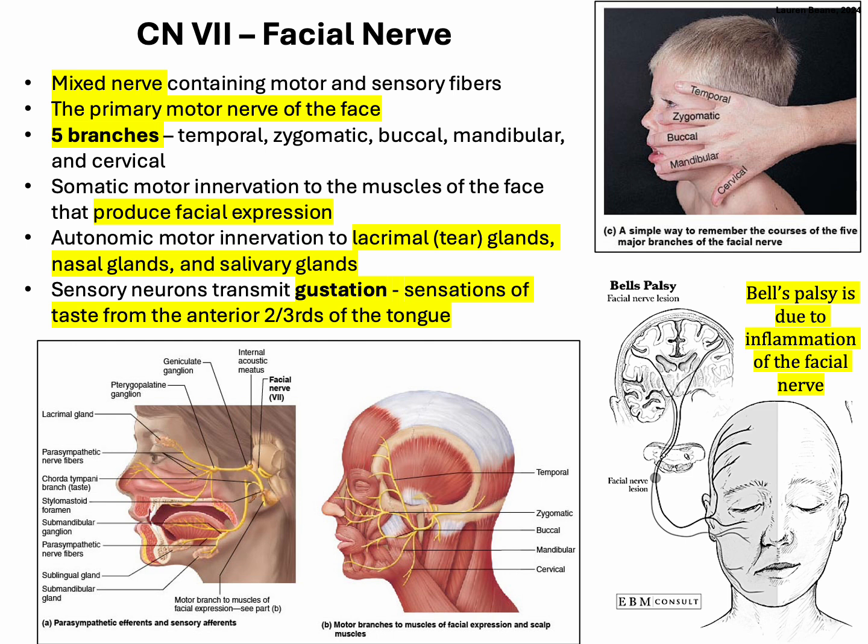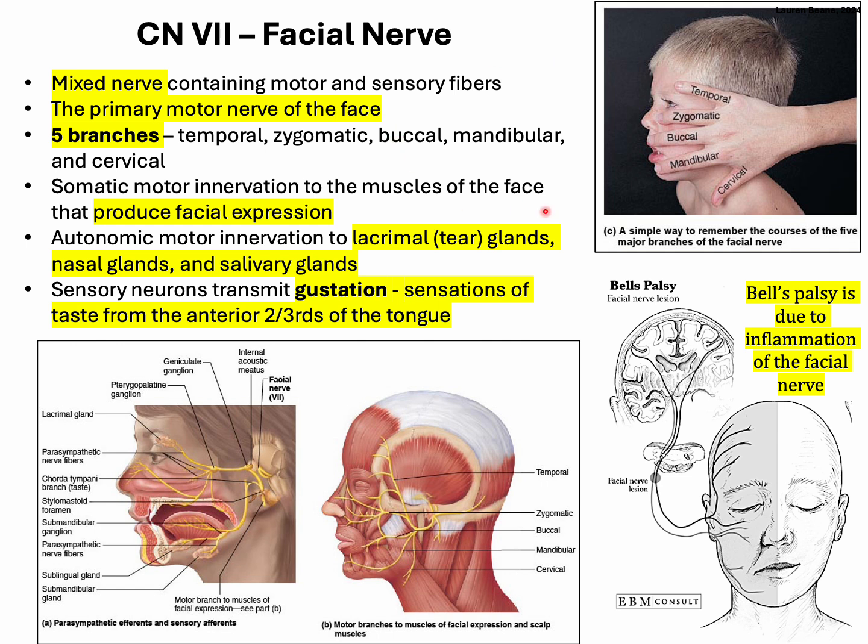The facial nerve, this is a mixed nerve, so it has motor and sensory innervation, but is primarily motor in its function. There are 5 branches, so you can see here a simple way to remember this. You can overlay the hand onto the face. So there's temporal, zygomatic, buccal, mandibular, and a cervical branch of the facial nerve. Somatic motor innervation to the muscles of the face produces our voluntary facial expression, right? We have control of that.